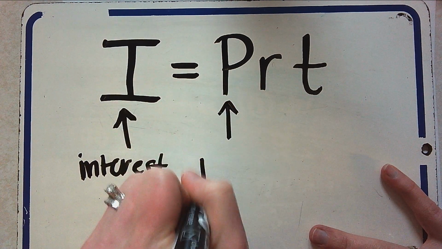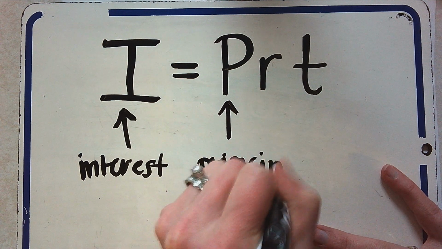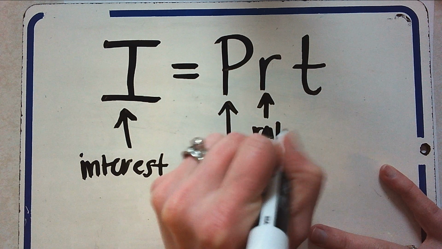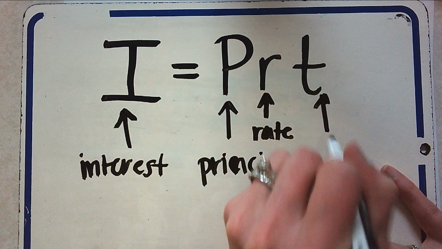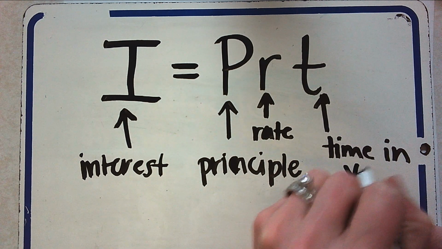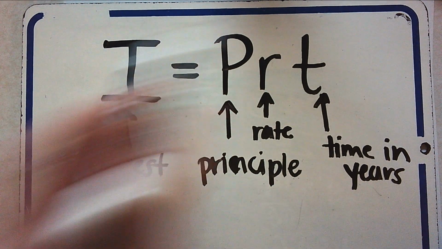P stands for my principal, R stands for my rate, and T stands for my time in years. There is such a thing as compound interest, but today we're just going to be dealing with simple interest. In fact, this year we're just going to be dealing with simple interest.